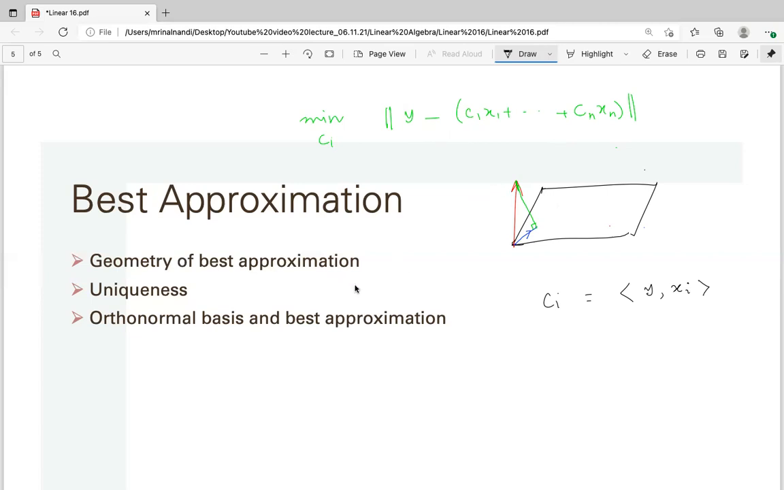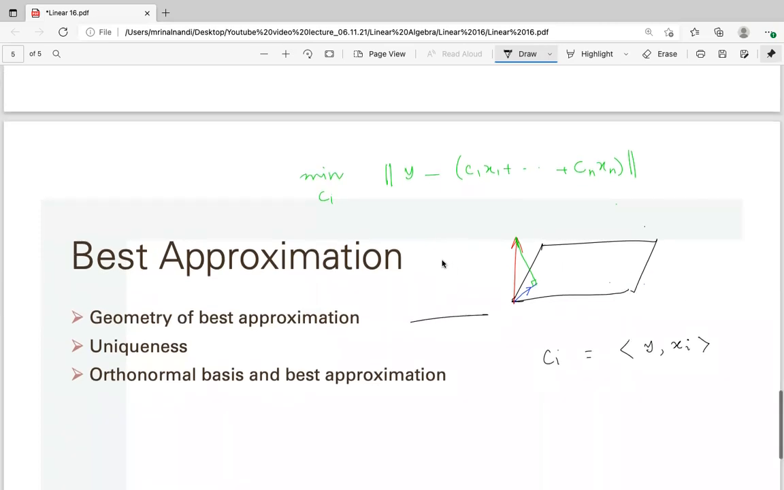And not only that, by the Pythagoras theorem, the interesting thing is that this minimum distance vector is unique. You can easily prove it by the Pythagoras theorem, which shows that this projection part is unique. And this is why an orthogonal basis is useful for finding the best approximation. So this is all for orthonormal bases and best approximation theory using orthonormal bases.